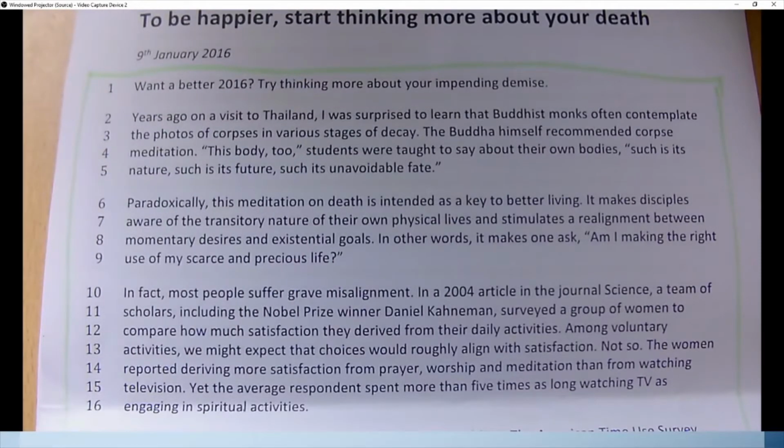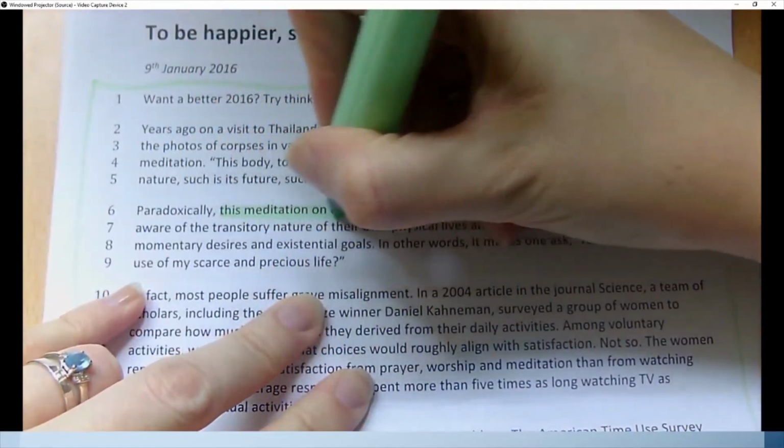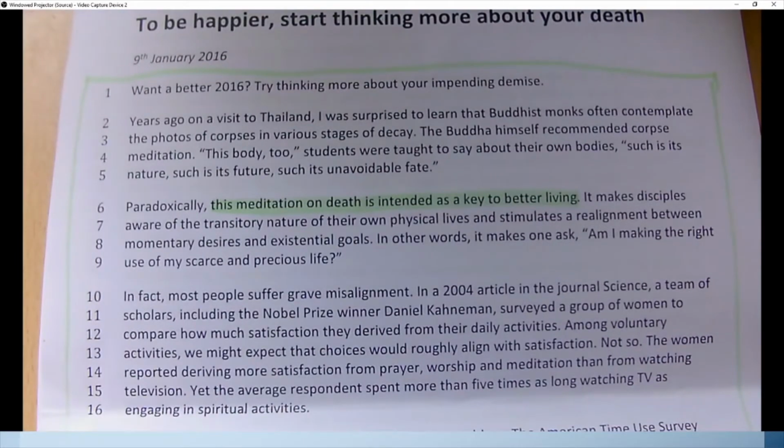Paradoxically, this meditation on death is intended as a key to better living, so that definitely links with A. It makes disciples aware of the transitory nature of their own physical lives and stimulates a realignment between momentary desires and existential goals. In other words, it makes one ask, am I making the right use of my scarce and precious life? That to me definitely suggests that A is going to be one of the correct true responses.